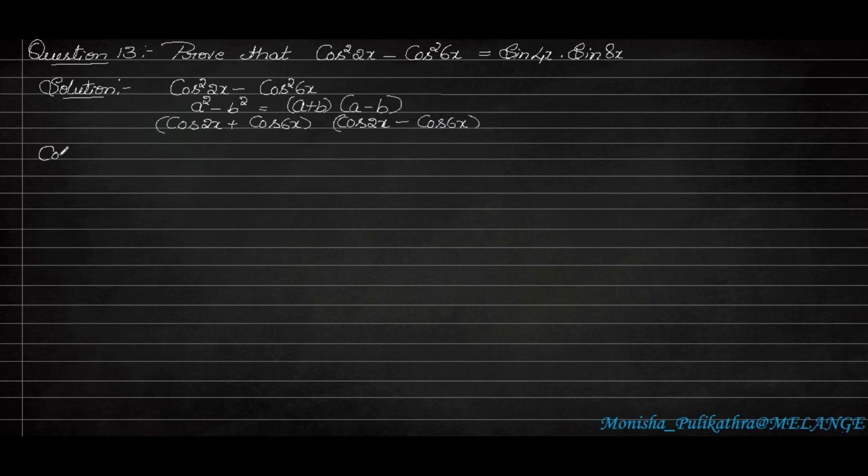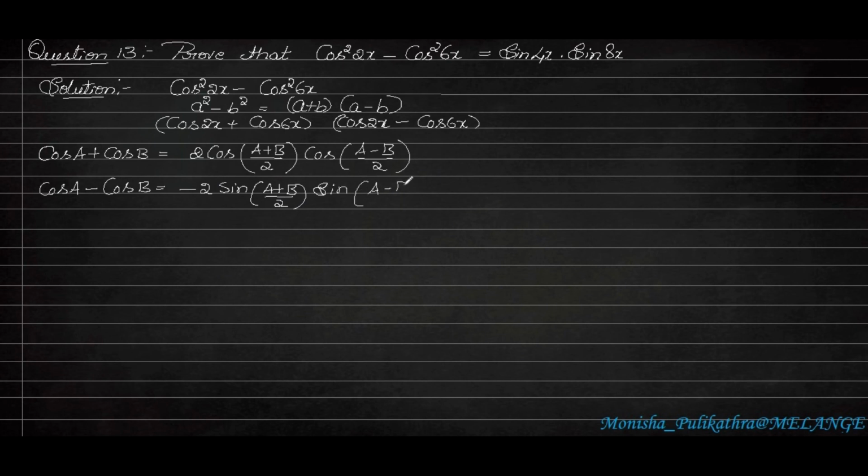So again there is a formula in trigonometric functions, that is cos A plus cos B is equal to 2 cos A plus B by 2 and cos A minus B by 2. In the same way, cos A minus cos B will become minus 2 sin A plus B by 2 into sin A minus B by 2.